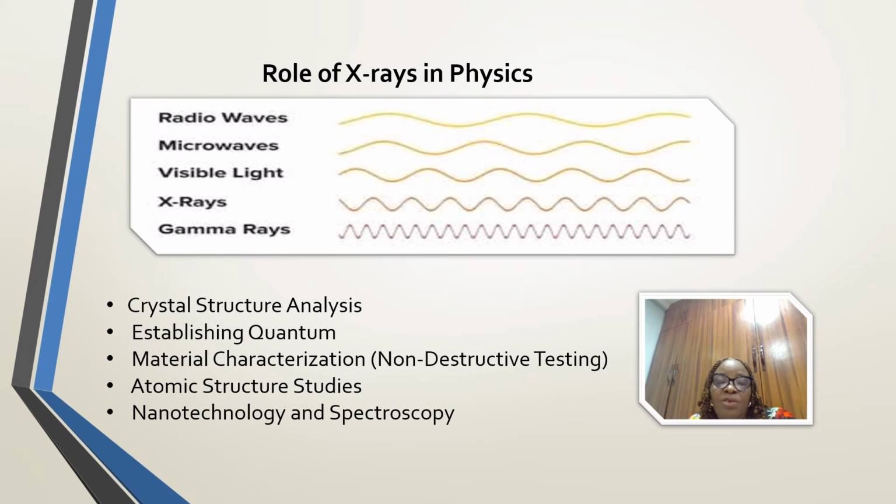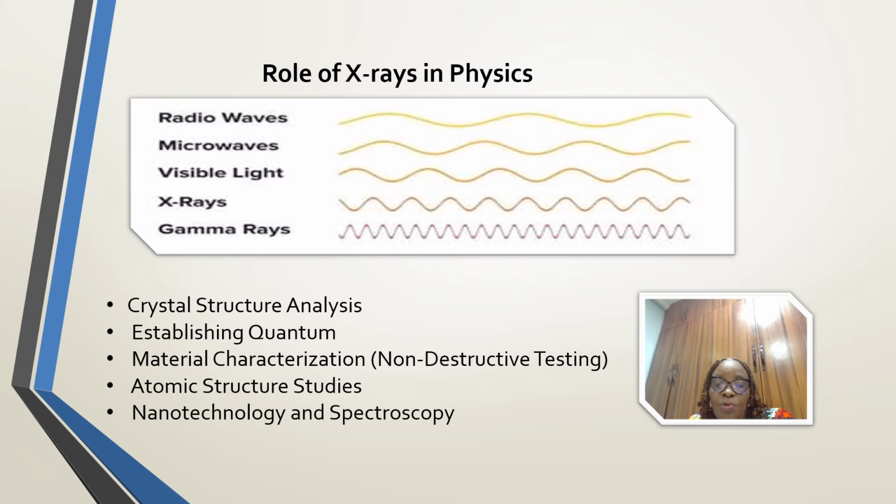Material characterization, that is, non-destructive testing. X-rays are used in industry and research to examine internal structures, such as detecting defects in castings, welds, and inspecting the internal alignment of components. Atomic structure studies: characteristic X-ray emission occurs when inner shell electrons are ejected and higher energy electrons fall to fill the vacancy, providing direct insight into the atomic electronic configuration.